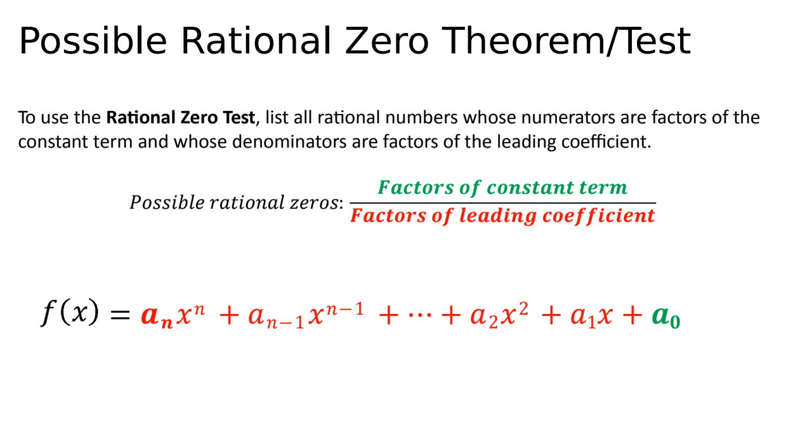Okay, so to find the possible rational zeros, we have the rational zero test. And to use it, we're going to list all the rational numbers from the numerator and the denominator. So again, factors of the constant term over the factors of the leading coefficient. Remember, we always have to write our polynomial in descending order. And the x that has the highest degree is going to be our leading degree, and that one's going to be our leading coefficient.